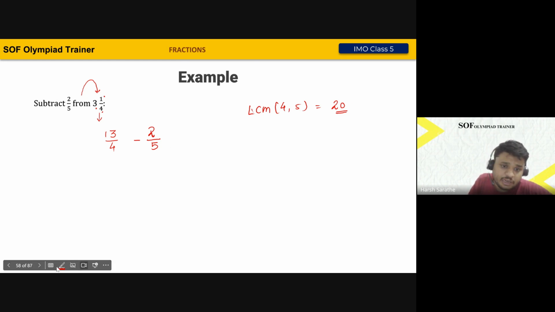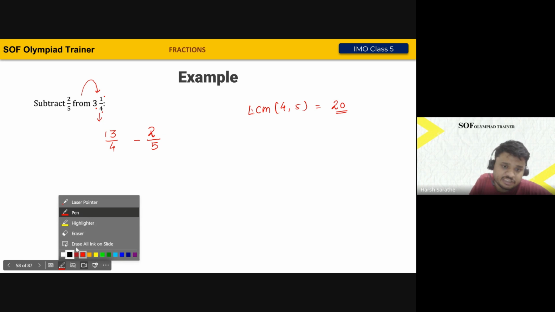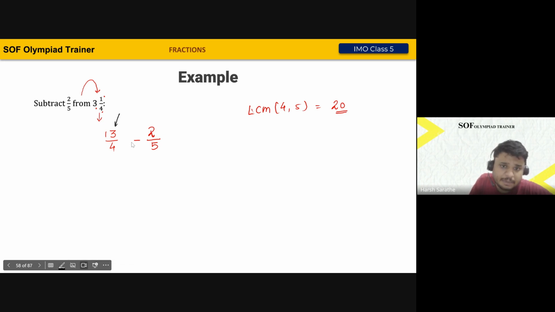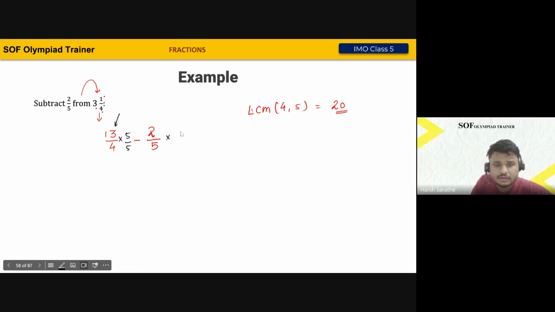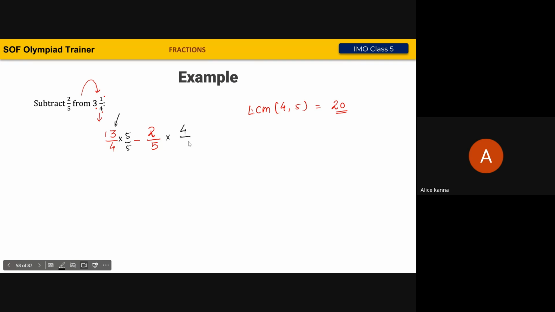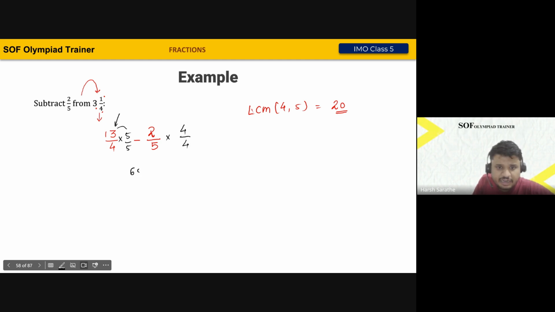So by what number should we multiply the first fraction to make 20 in the denominator? 5. We need to multiply by 5. And here, 4. Very good. So it is 13 fives are 65 divided by 4 fives are 20. And here it will be 2 fours are 8 by 20.